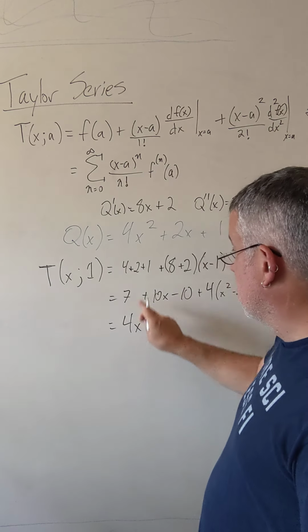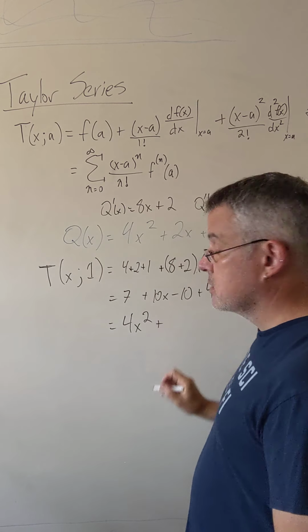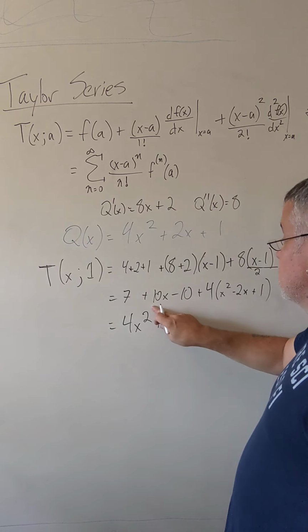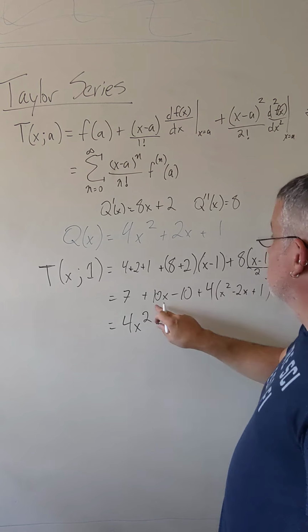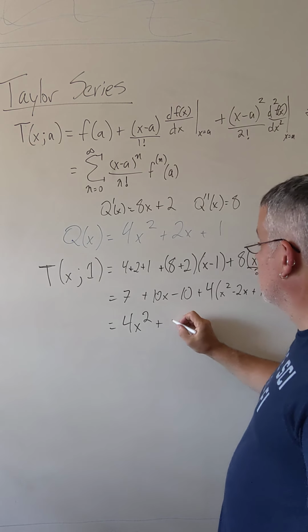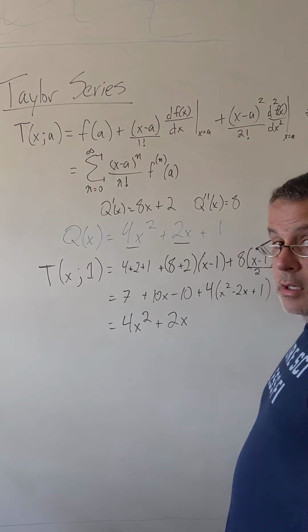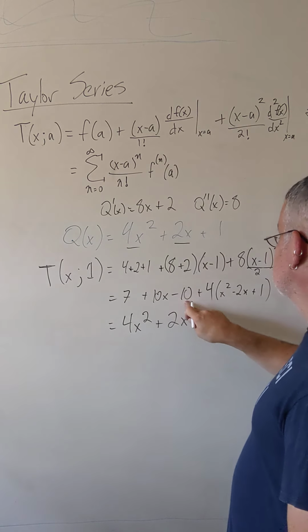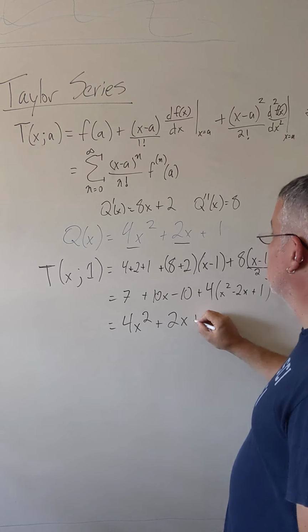It's the same term as we found before. Plus, what's the next term? All right, let's collect all the linear terms. We've got 10x over here, and we've got 4 times minus 2x. 10 minus 8 is 2x. Same. Okay, now we're starting to see the pattern. 10, 7 minus 10 plus 4 is 1.